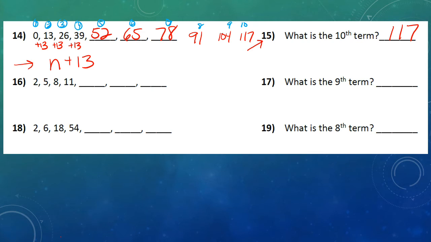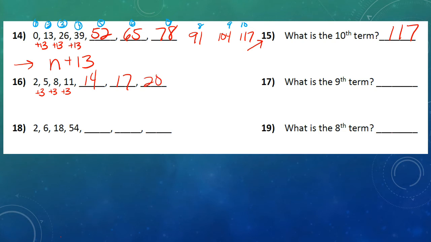So what about number 16? Our rule here, let's figure this out. 2, let's try plus 3 gives us 5. 5 plus 3 gives us 8. 8 plus 3 gives us 11. So 11 plus 3 gives us 14. Then hit plus 3 in that calculator again, gives us 17. Plus 3 gives us 20.